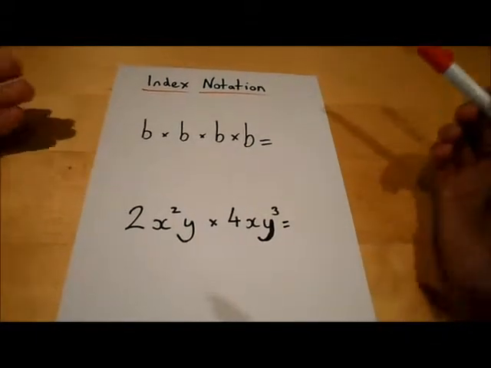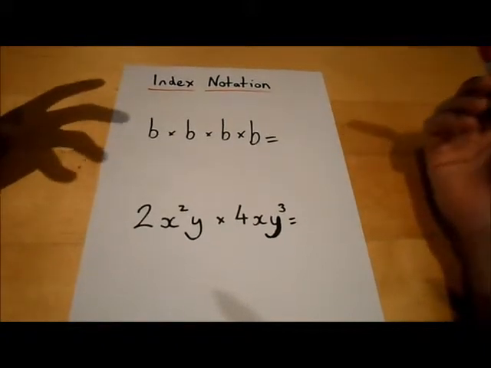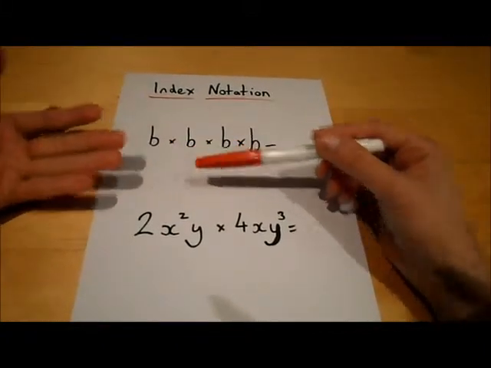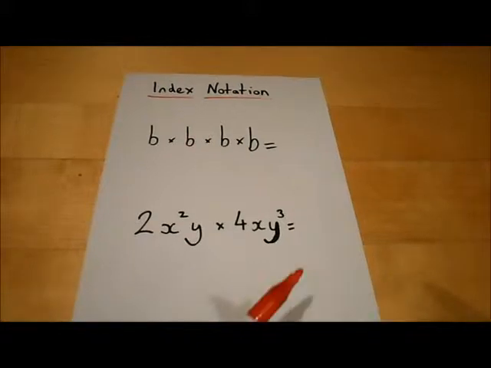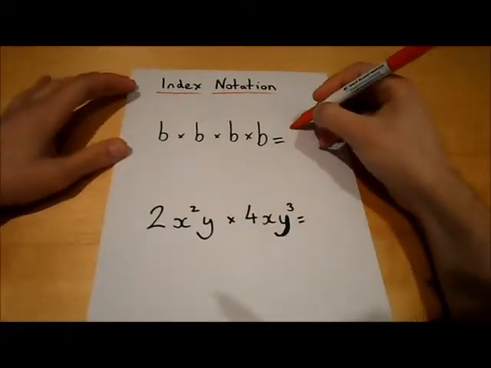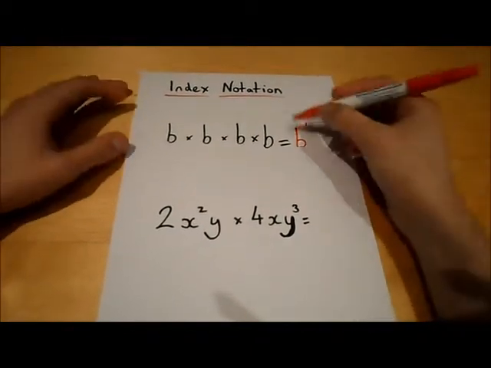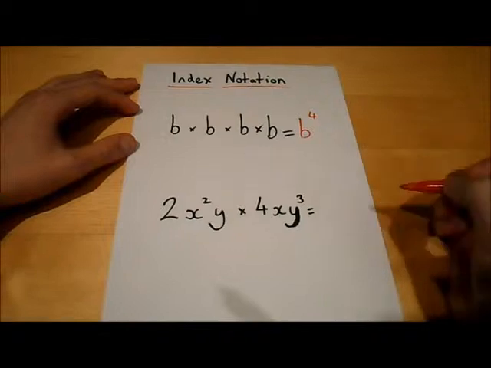Now, in this video, what we'll be looking at is index notation. We've already looked in class at index notation when we're multiplying. So you should at this point know that b times by b times by b times by b, you just write as b to the power of 4. And that would be the index notation, where 4 is the index.